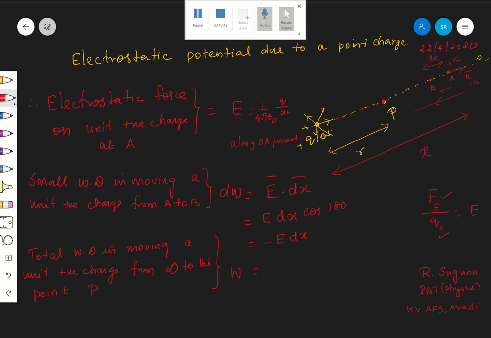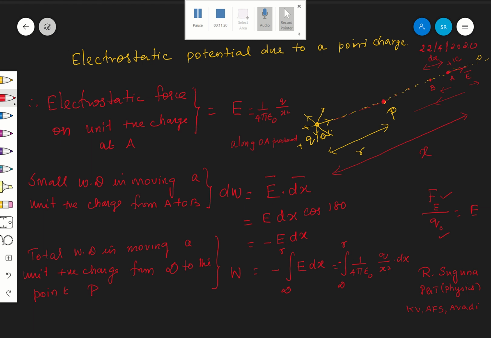That is nothing but minus integral E dx, from where to where? From infinity to P, which is at a distance R from the charge. Therefore, that is equal to minus integral from infinity to R of 1 by 4 pi epsilon naught Q by x squared dx.